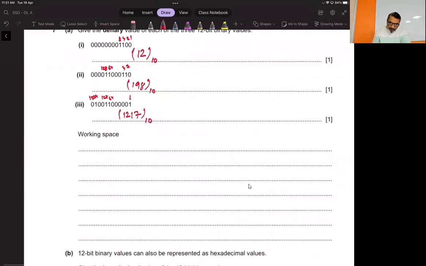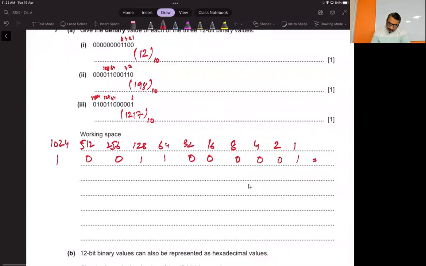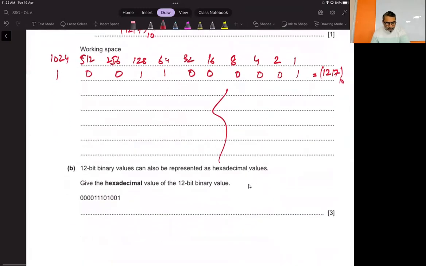All right. So you can use workspace like 1, 2, 4, 8, 16, 32, 64, 128, 256, 512, 1024, and then you can put something like 1, 0, 0, 0, 0, 0, 1, 1, 0, 0, 1, and then you can show that yes, it is 1217 of base 10. So this is the working that you can do.